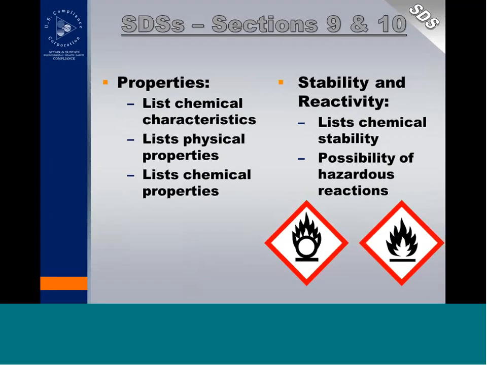Section 9, properties. List the chemical characteristics as well as the physical characteristics of the chemical. Boiling point, freezing point, specific gravity, vapor density, etc. Section 10 is stability and reactivity. It lists whether the material is stable and what are the possibility of hazardous reactions.